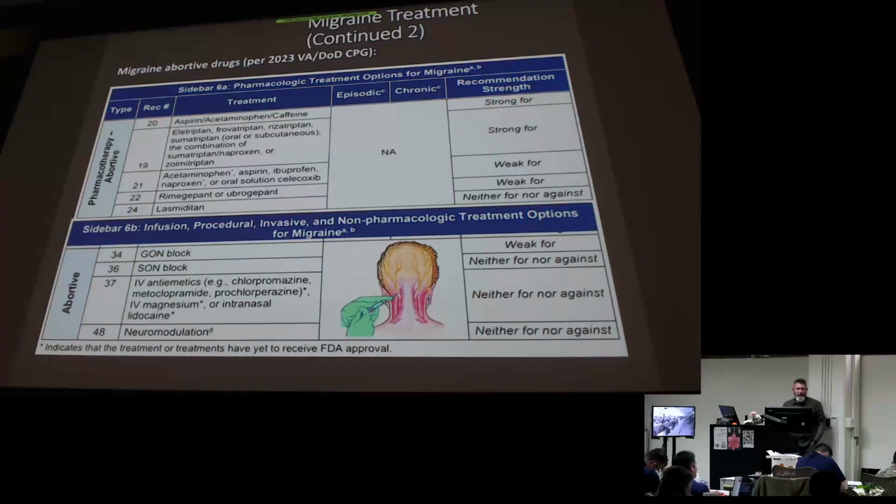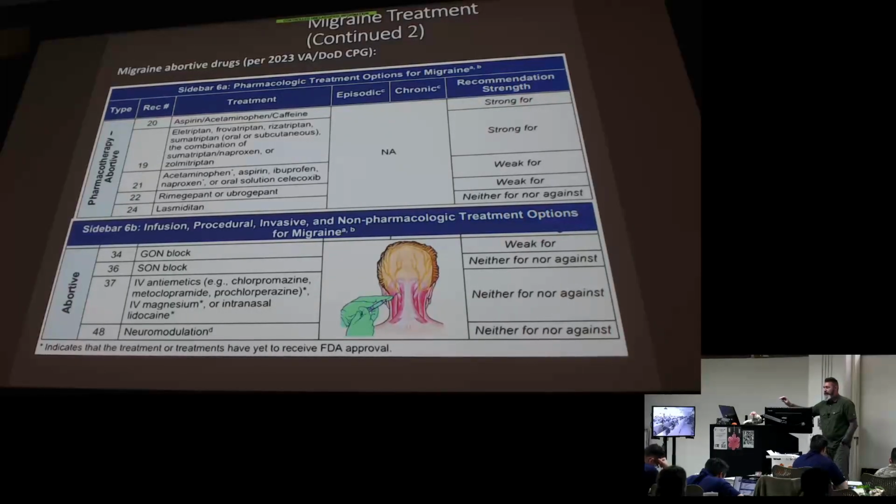So this slide is from the 2023 VA DoD CPG, i.e. who we work for, right? Our boss is the DoD. This is what they say, and I put it up there just to show you the framework for what they recommend for acute pharmacological treatments. I will tell you that when you see these slides, they're not exactly what we're going to say is first line. You may see some weak for by the DoD, but we're going to tell you, hey, this is first line. It may be weak, but it's the best we got, right?